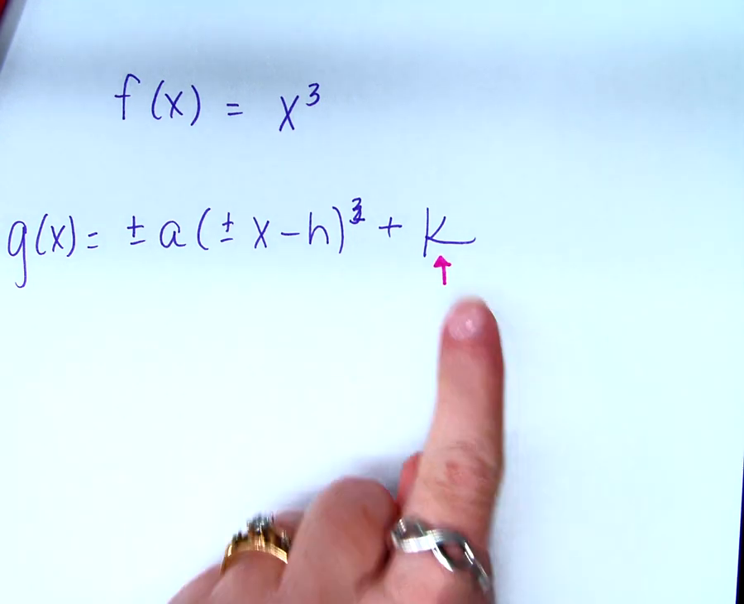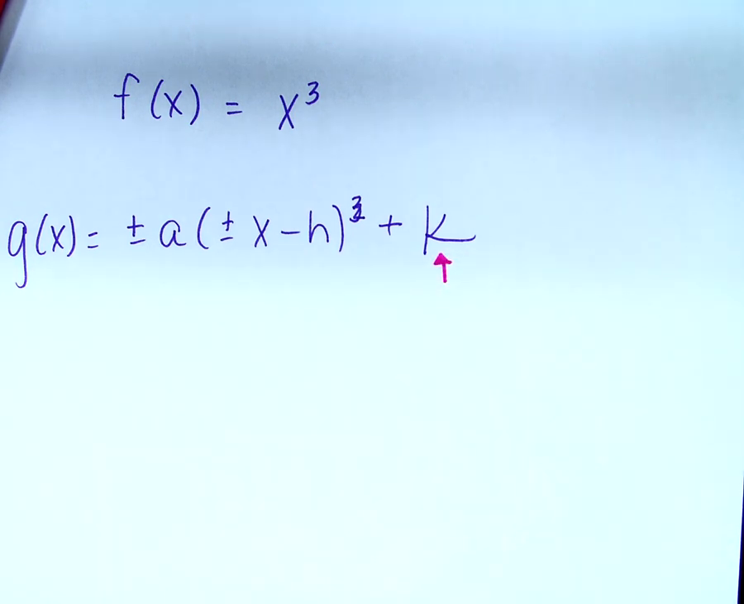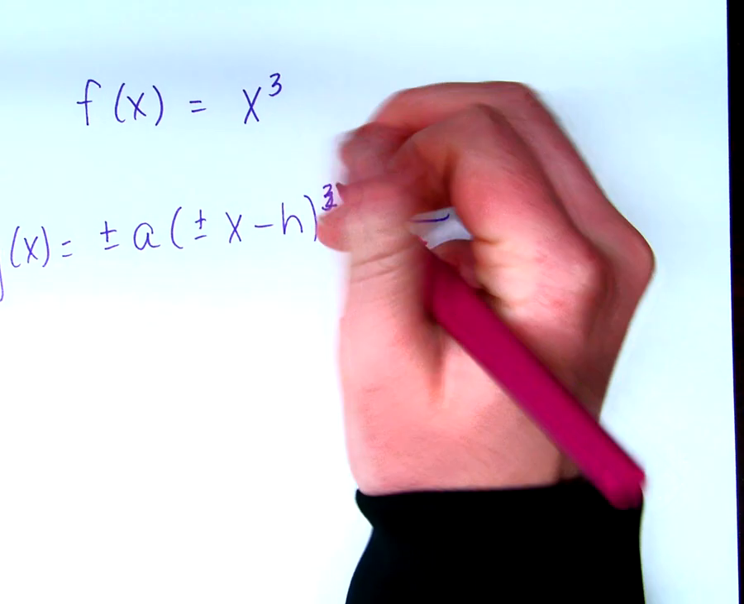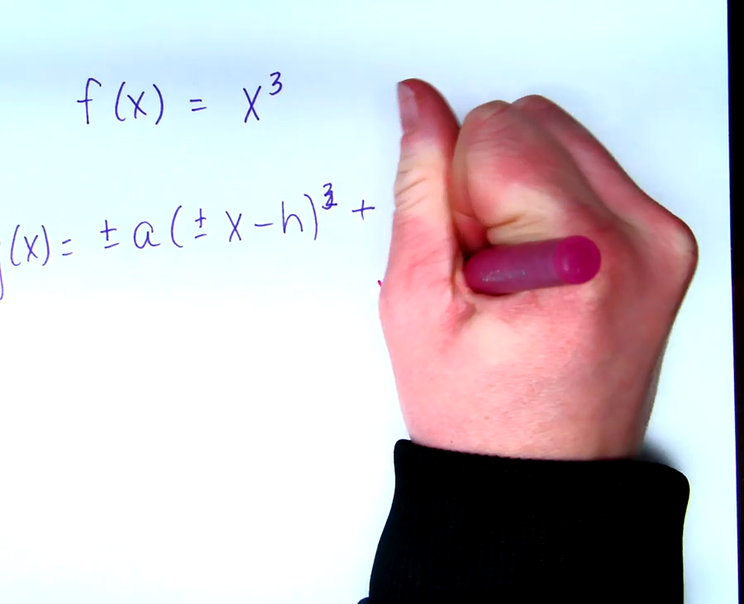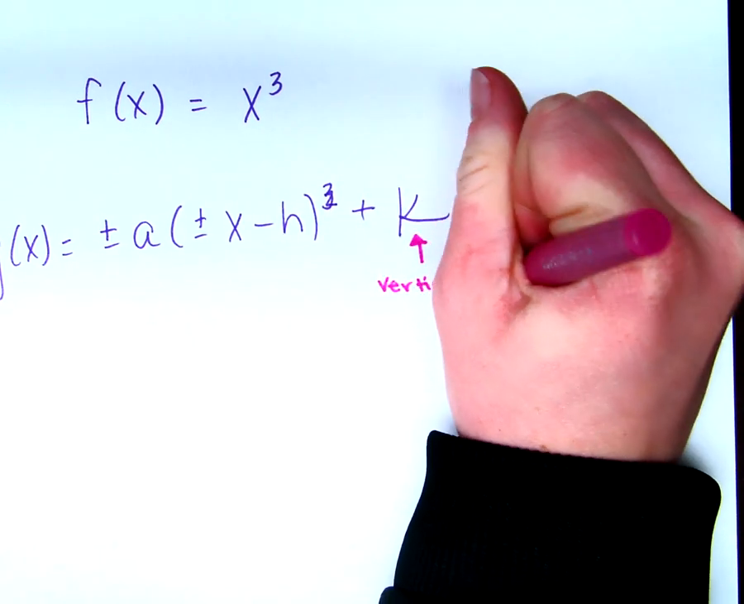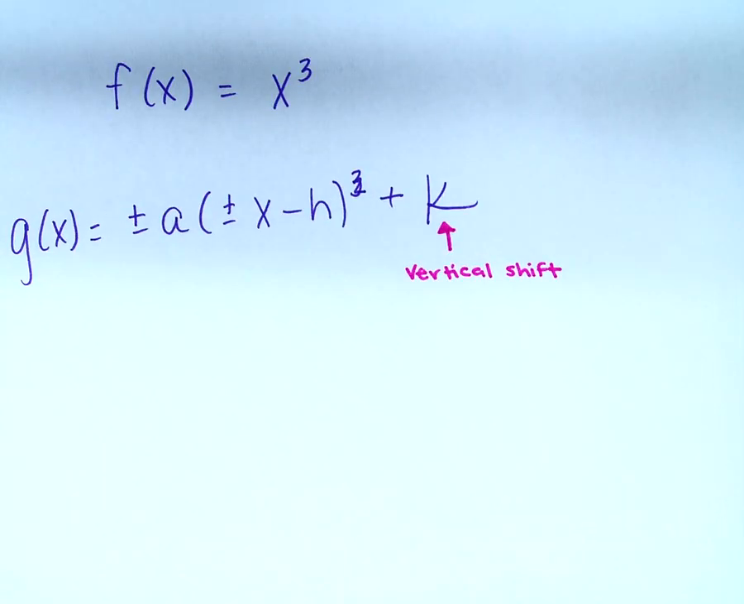And since it's outside of the function, what kind of shift is caused? I know this one. I know you do. Vertical shift. Vertical shift. Would you write that, please? Thank you very much. Have a seat.